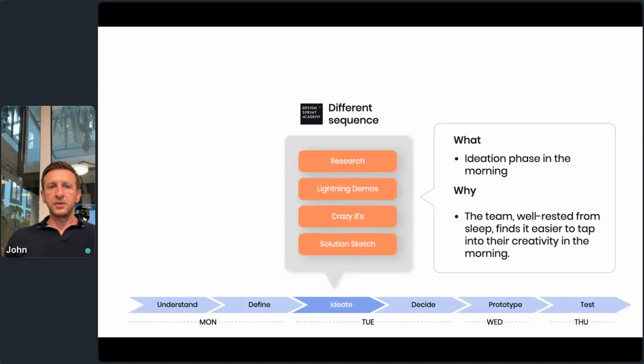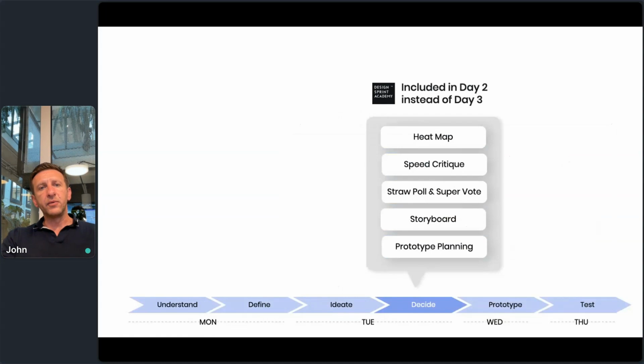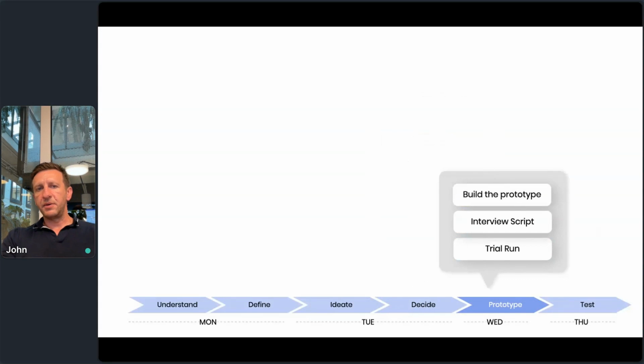And we noticed that because we have problem framing, we spend the day understanding the problem, we can do all of this ideation process in the first half of the second day. And then we're using the second half for making decisions, evaluating the solutions, voting, and then building the storyboard and preparing for prototyping. So we managed to do this in the afternoon of day 2. So the change here is we took this exercise from day 3 and included them in day 2. That's all. And then day 3 and 4, they remain the same.